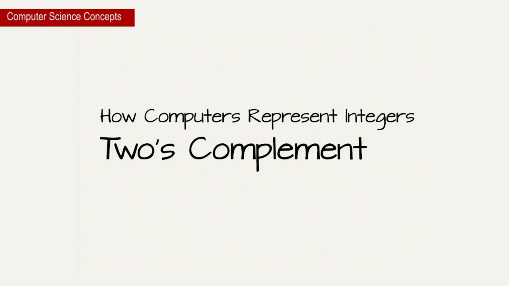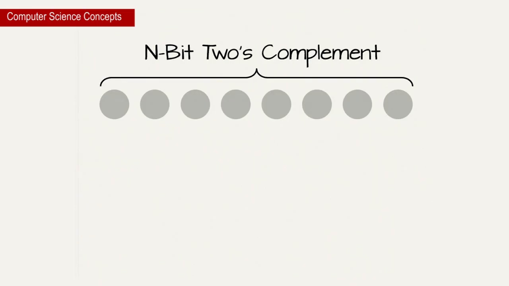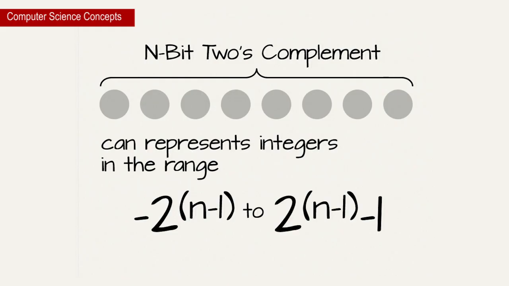In most computer systems, integers including positive integers, negative integers, and zero are represented using a binary representation called 2's complement. The 2's complement notation uses a fixed number of bits to represent an integer. A 2's complement representation of n bits can represent integers from -2 raised to the power of n minus 1 to 2 raised to the power of n minus 1, minus 1.